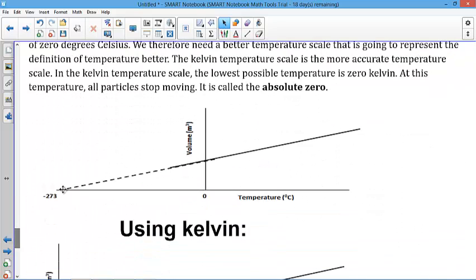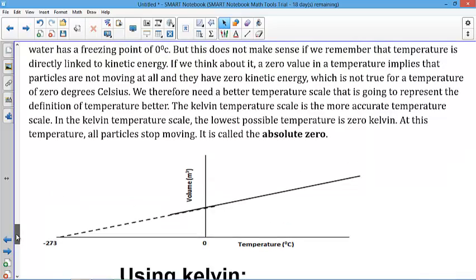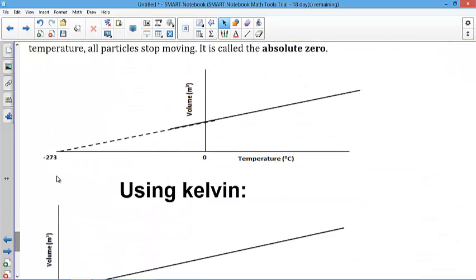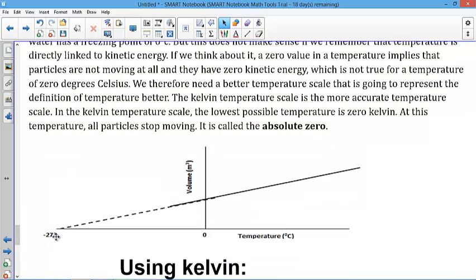Because at this value the volume is equal to 0, we can then say that at the temperature of negative 273 degrees Celsius, the particles of a gas will occupy 0 volume, and the whole gas will have no volume at all. That means there will be no spaces between the molecules, and the particles will not be moving at all. Because they will not be moving at all, we call this temperature the absolute temperature.